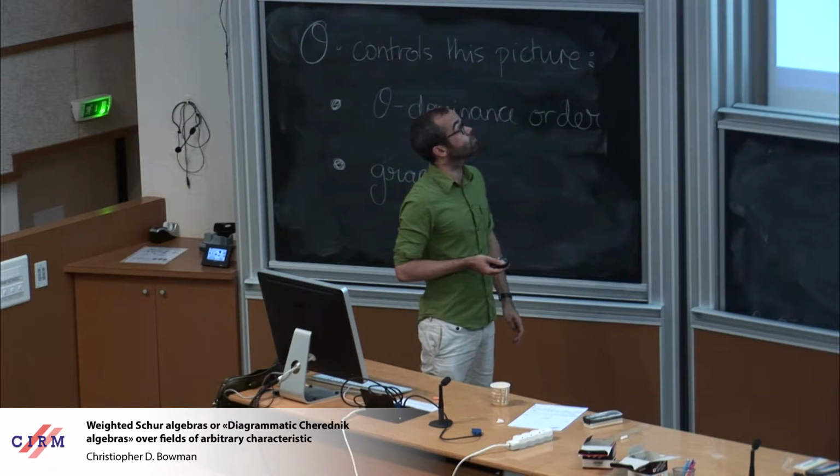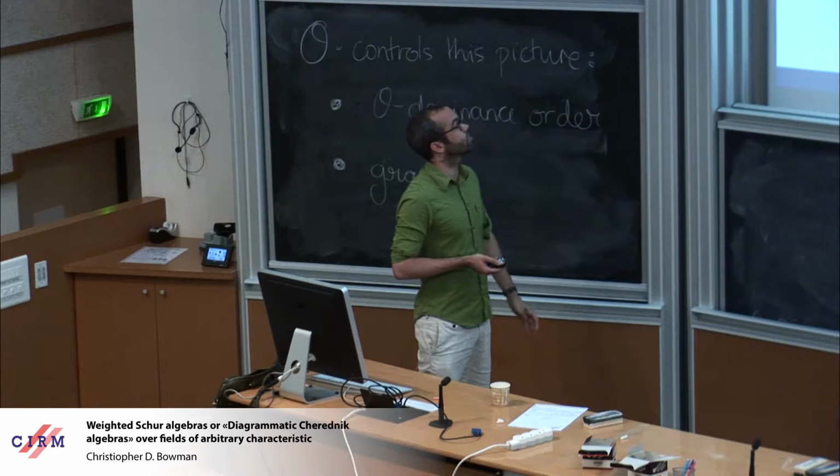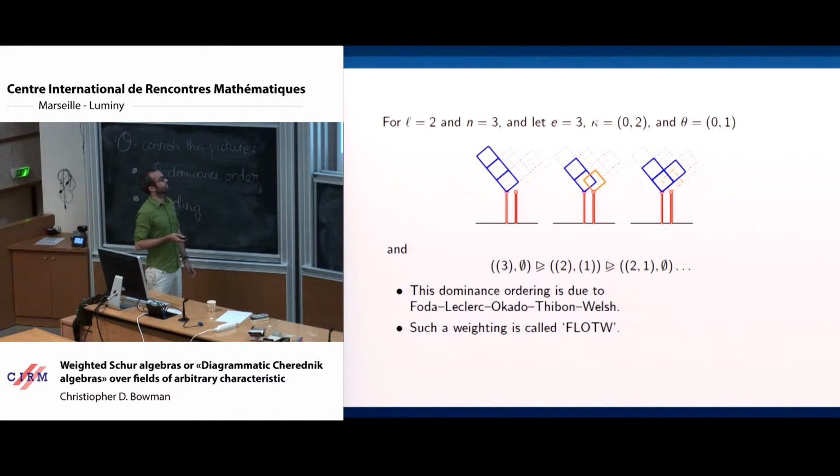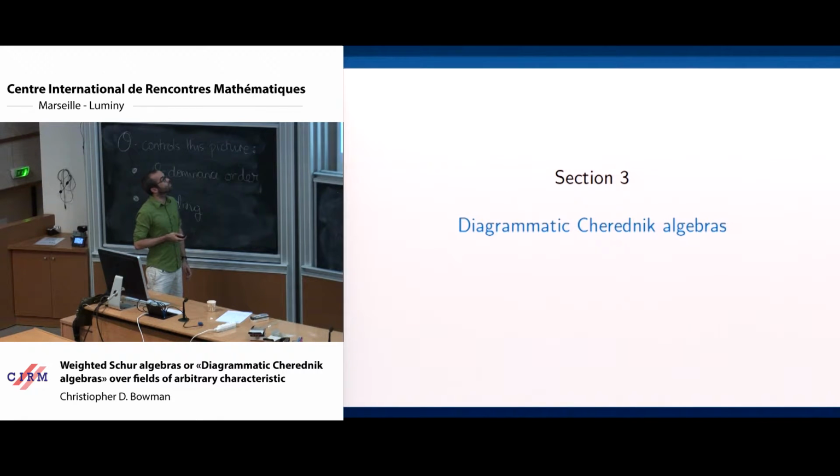And this dominance ordering, I'm accrediting it to Foda, Leclerc, Okado, Thibon, and Welsh. And this is the FLOTW acronym that you've heard earlier in the week. So we're going to call these FLOTW weightings. It's not very attractive as an initialism, but we'll just stick with it. So I'm now going to talk about the algebras which are built out of this combinatorics.